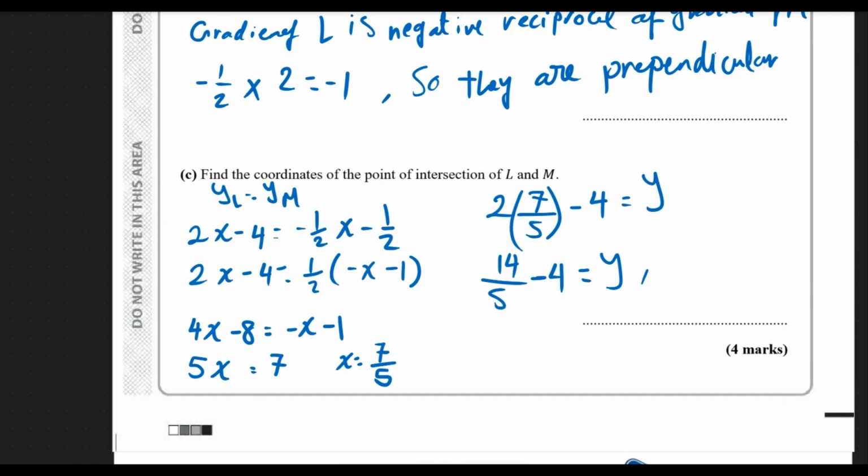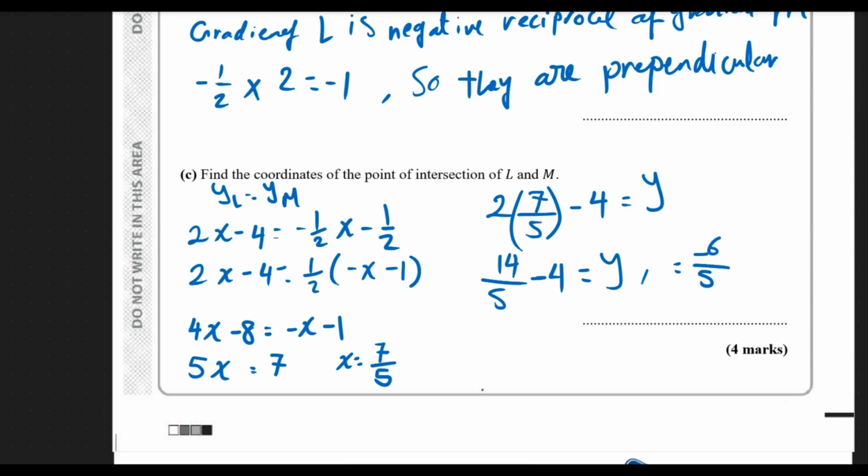So now we need to make the denominators the same. How do we do this? I multiply the top of the fraction by 5 and the bottom of the fraction by 5. That means the 4 becomes 20. So 14 take away 20 will become minus 6 over 5. So this is the answer for y.